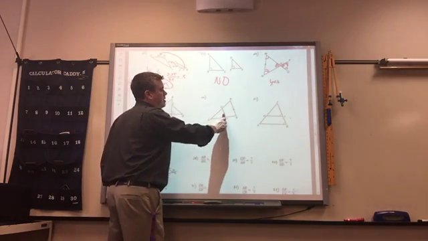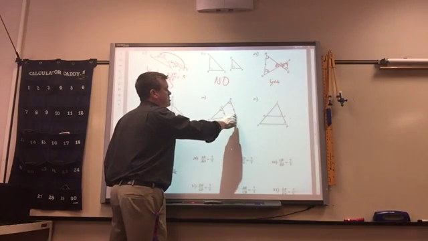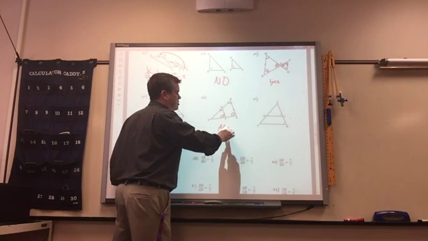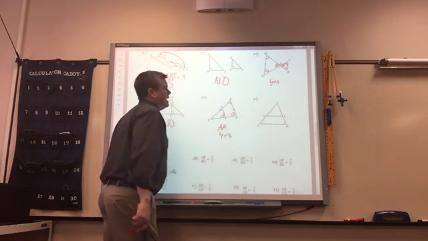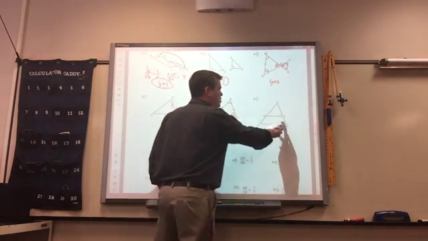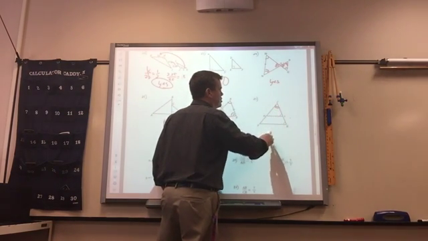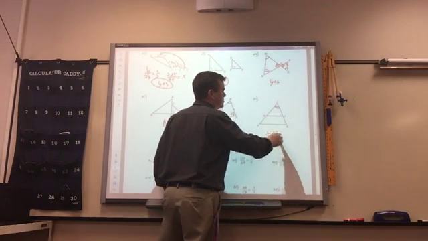Here again, we've got parallel lines, which means corresponding angles are congruent. So there we know the angle. So that would be yes. And this one, these two are marked, and this is a shared angle there. So AA works for that one too.